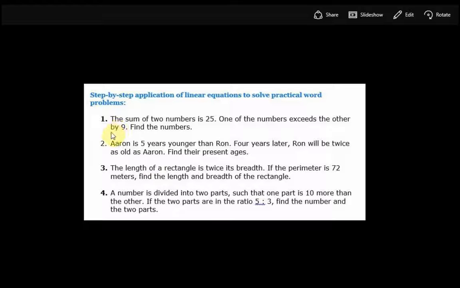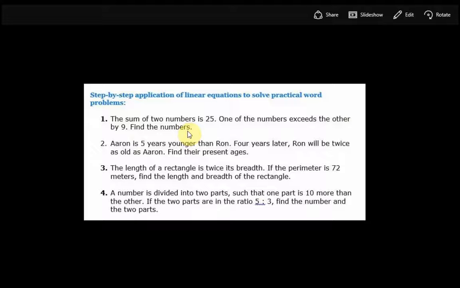Examples of some questions. You can see them. The sum of two numbers is 25. One of the numbers exceeds the other by 9. Find the numbers. So this is talking about the sum of. We saw this. Sum of represents addition. So the sum of two numbers, we are going to have two numbers. One of the numbers exceeds the other by 9.